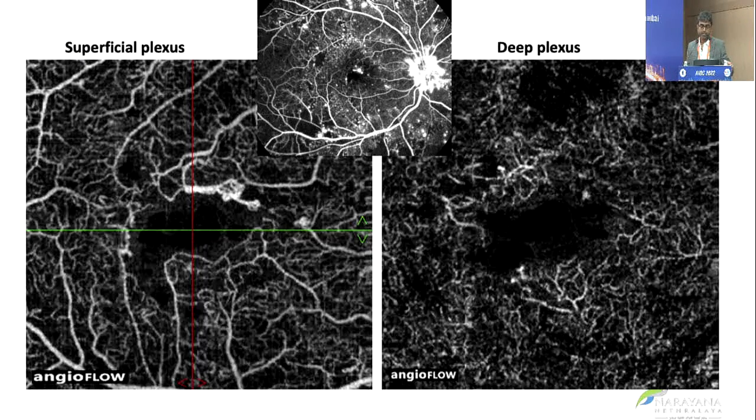So when you compare this with an FA, this is an SCP and this is the DCP. These are all 3x3 scans which I have used because of the high resolution. You can see this vascular dilatation and tortuosity. You can see the FAZ break and the macular ischemia here, which, when comparable to FA, is most seen in SCP, but DCP is the main area where things really happen.